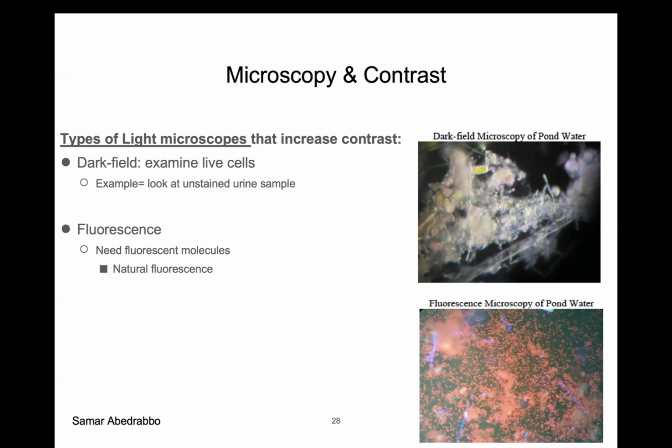All you're doing is putting a dark background. That's it. It's like a special disc that you buy that you stick in the microscope that makes the background black, and that's called dark field microscopy.